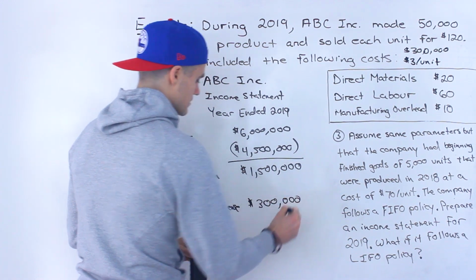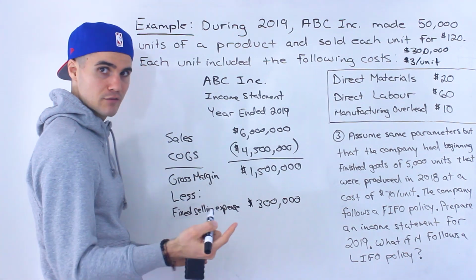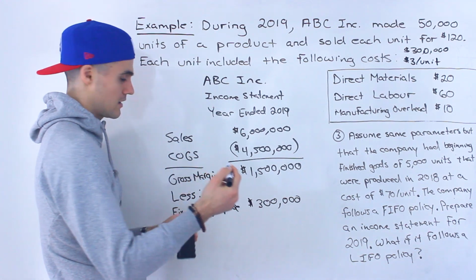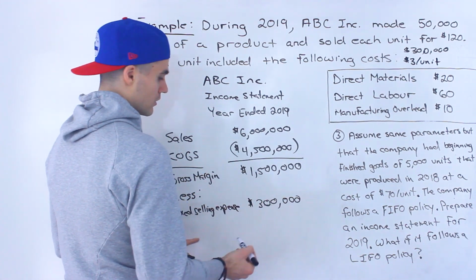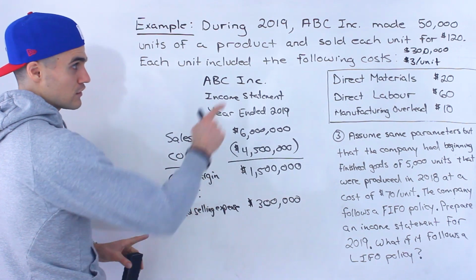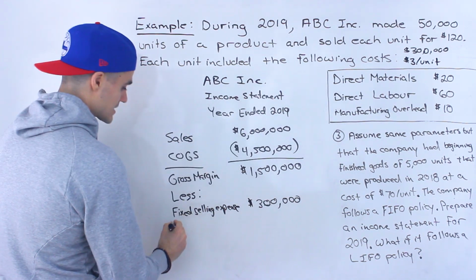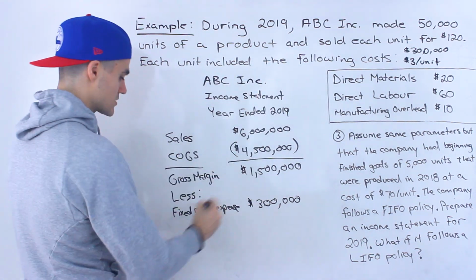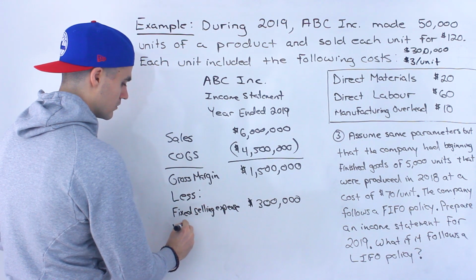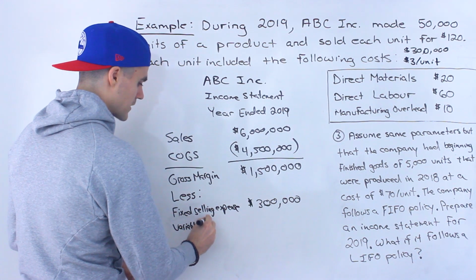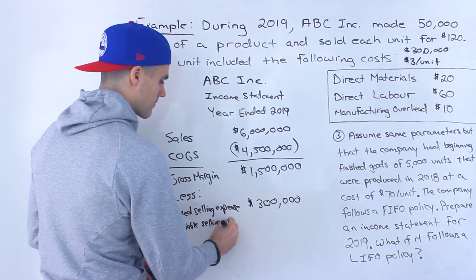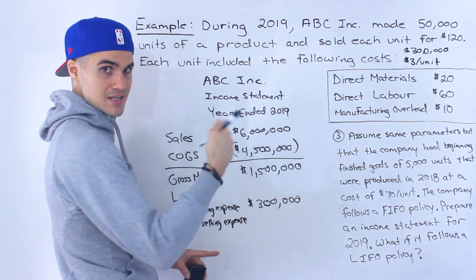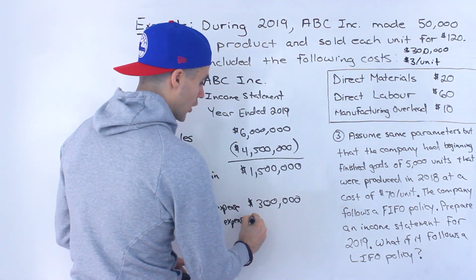Again, this wording can be different, right? In an example in a textbook, maybe this will be just sales salary. It'll be 300,000. I'm going to write fixed selling expense. And then the commission, instead of writing sales commission, I'm going to write a variable selling expense, because if you think about it, it depends on the number of units being sold. So that's going to be the $3 times the 50,000, which would give us 150,000.